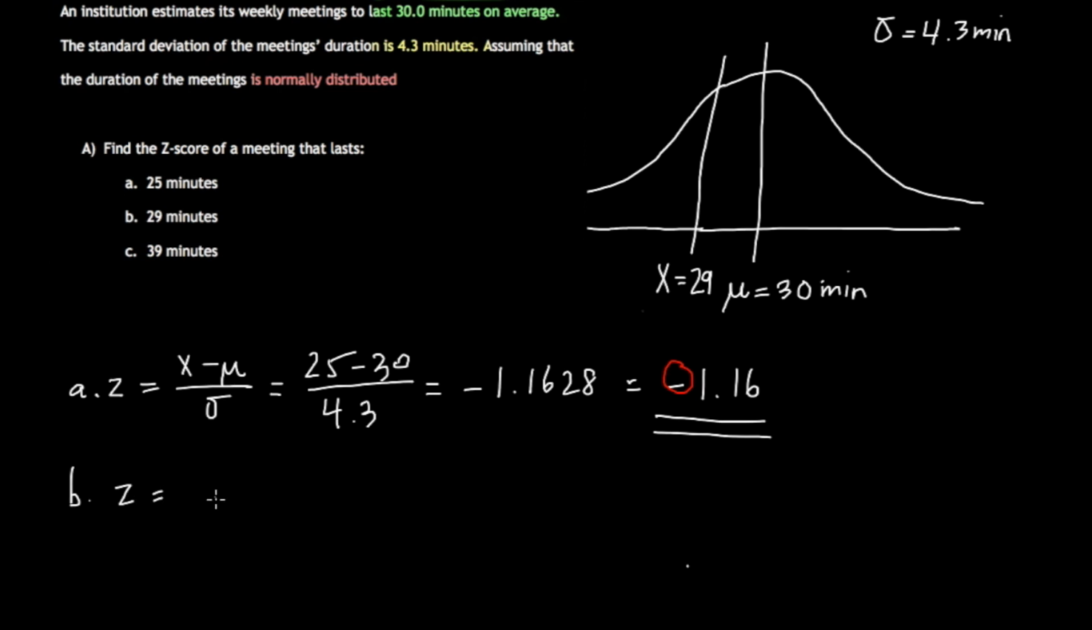So our z is equal to x minus mu divided by the standard deviation. So that's going to be 29 minus 30 divided by 4.3. So notice that our mean and our standard deviation haven't changed. Okay, we're still solving for the same overall problem. It's just the sub-questions are different, so the x's are different. Okay, so this is going to give us a total of negative 0.